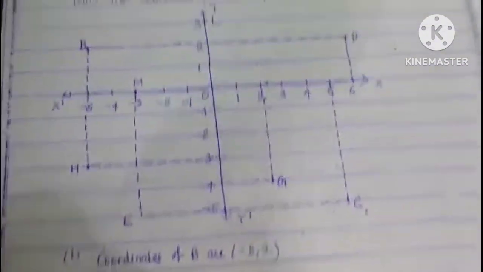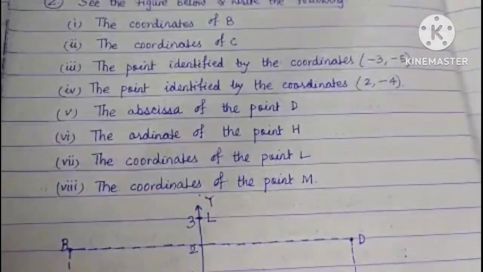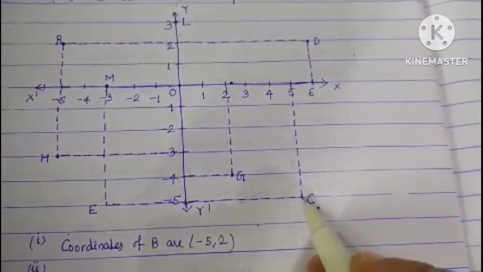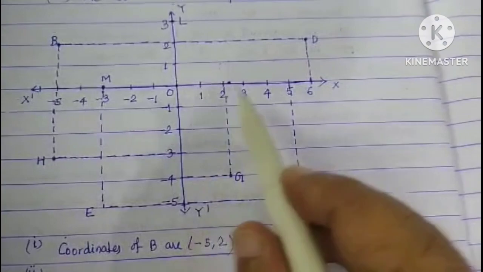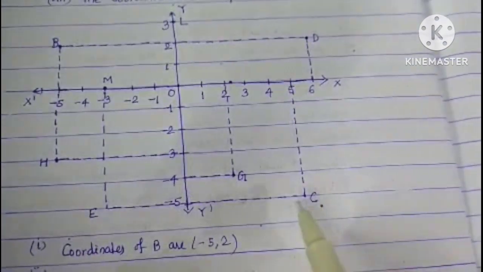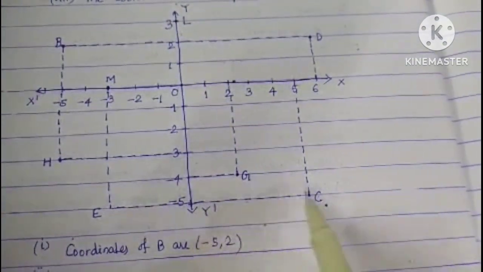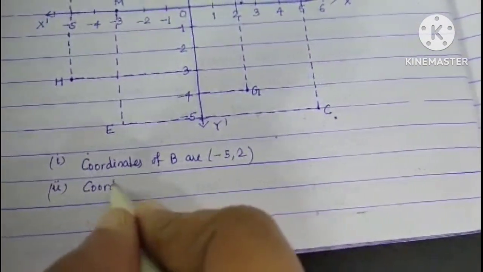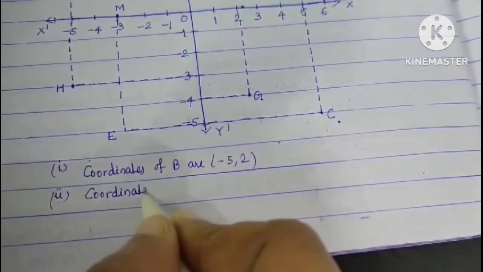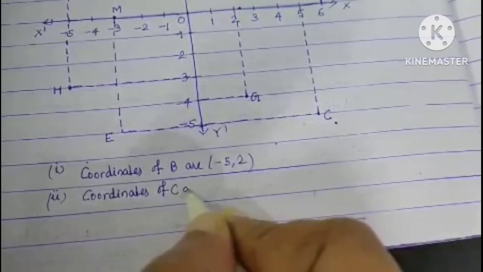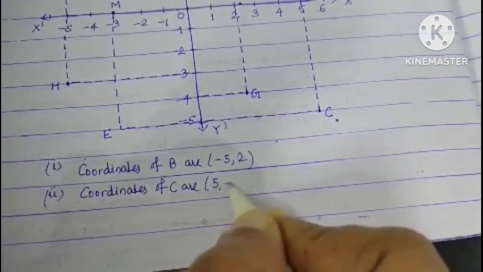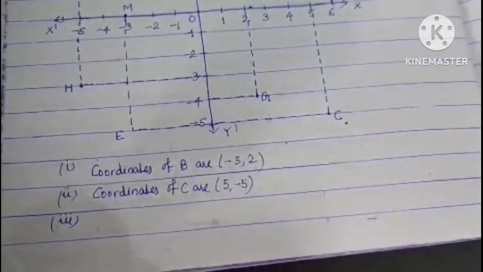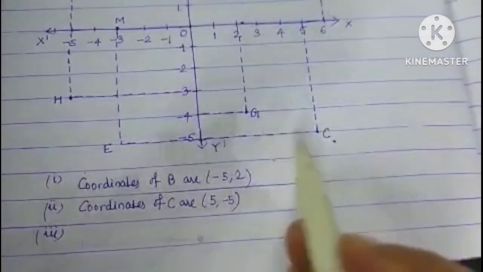Now the second one is the coordinates of C. Okay, here it is, point C. Its x coordinate is 5 and y coordinate is -5. Here it is -5. Okay, so 5, -5. The coordinates of C are 5 and -5.